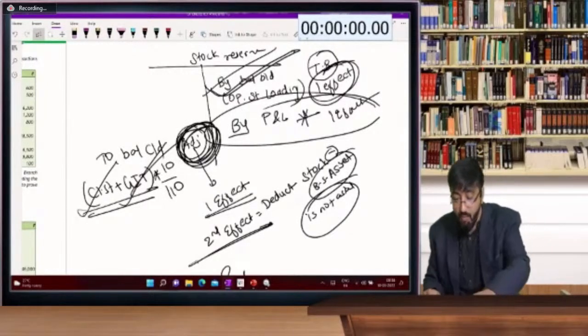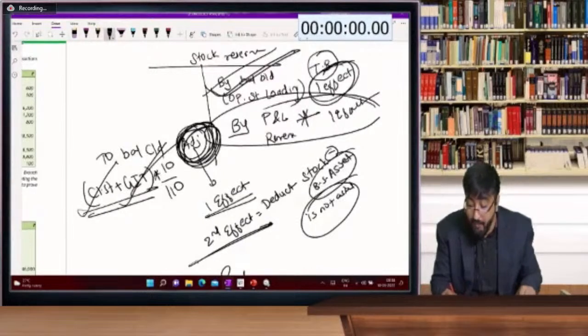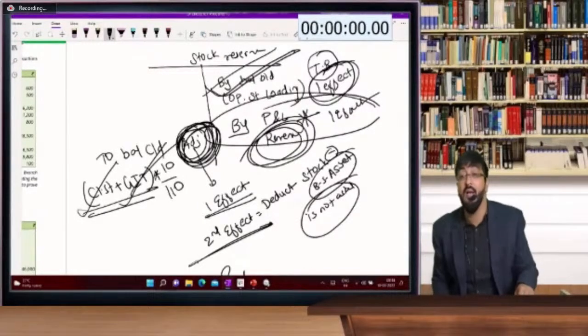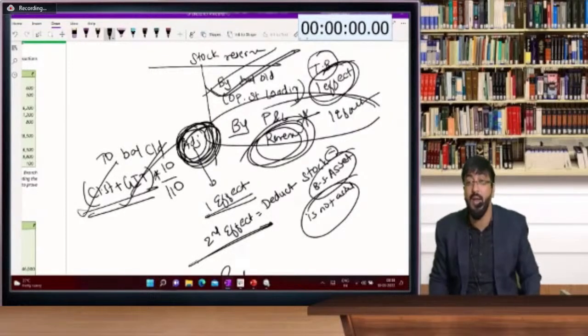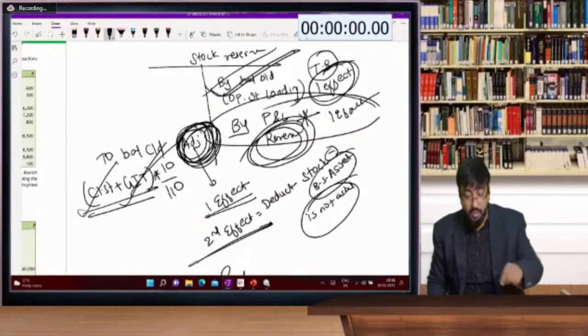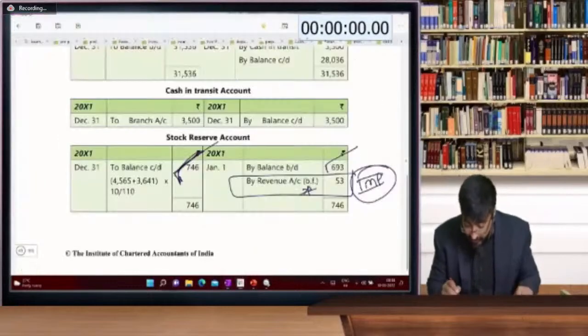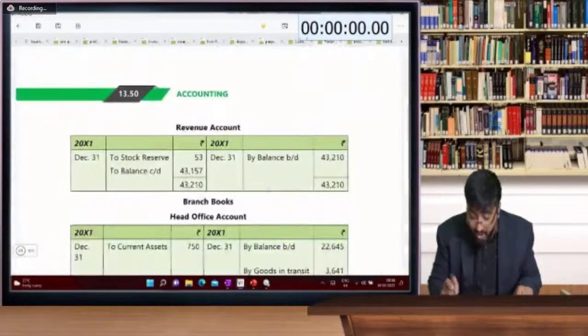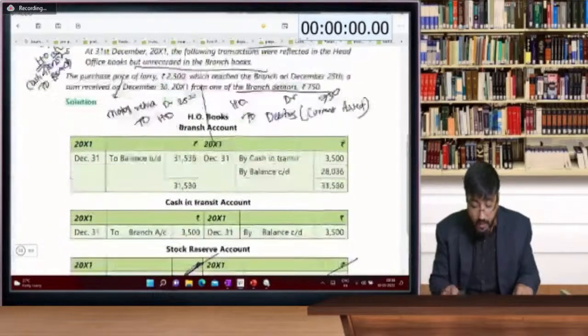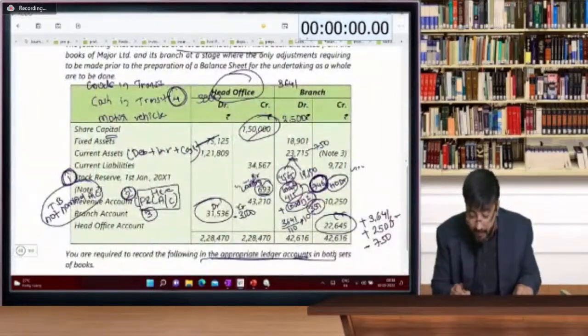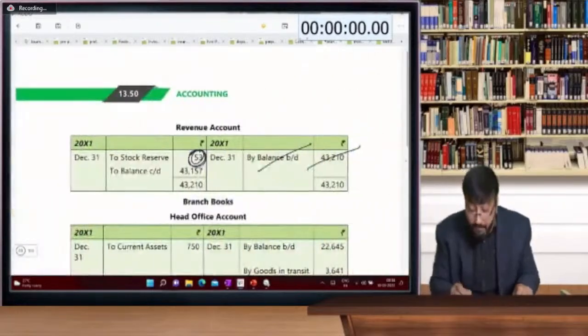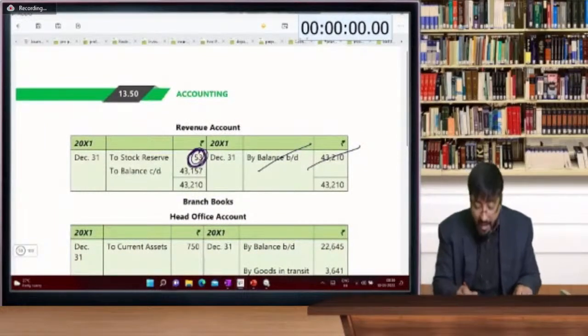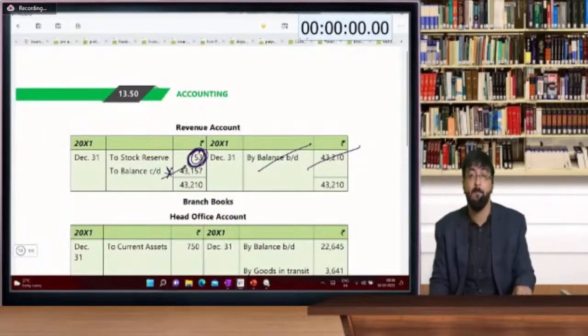Now here, instead of preparing by P&L, we prepared by revenue account. So the second effect we have given in the revenue account, on the debit side, the difference of that. You can see the difference: stock reserve difference is 53, and this 53 we have adjusted in the revenue account. Revenue account by balance brought down 43,210, and that's why we open this P&L account to cancel the difference of opening and closing stock loading, and this is a balancing figure. So your P&L will get affected due to stock reserve.